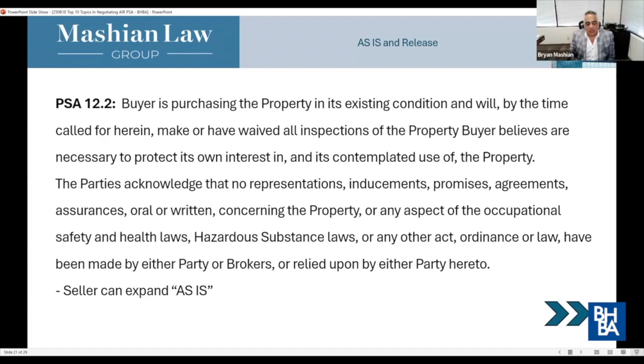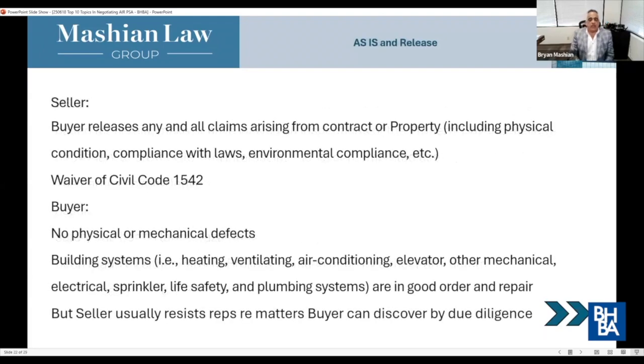So as a seller, you can expand the as is. And one of the most common ways that I've seen the as is expanded is for the seller to add a release of claims by the buyer against the seller for any claims that arise from the purchase and sale contract or the property itself. For example, the physical condition of the property, the property's compliance with applicable laws, any environmental problems. And that's often combined with a waiver of California Civil Code 1542, which I've seen more often than I would think would be acceptable in the market.